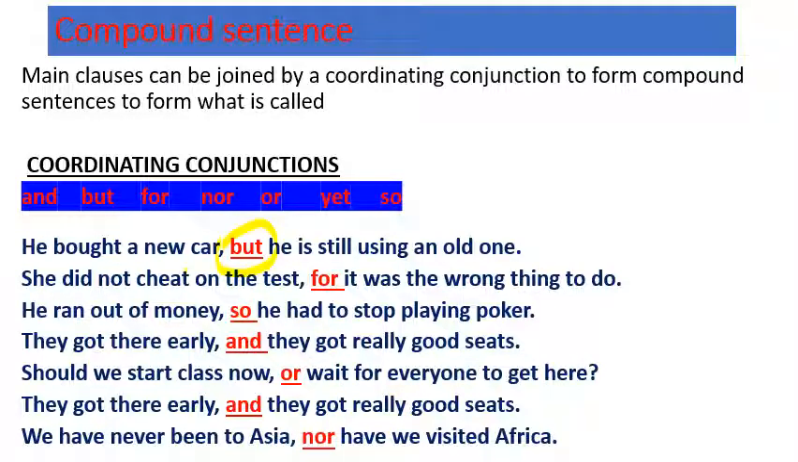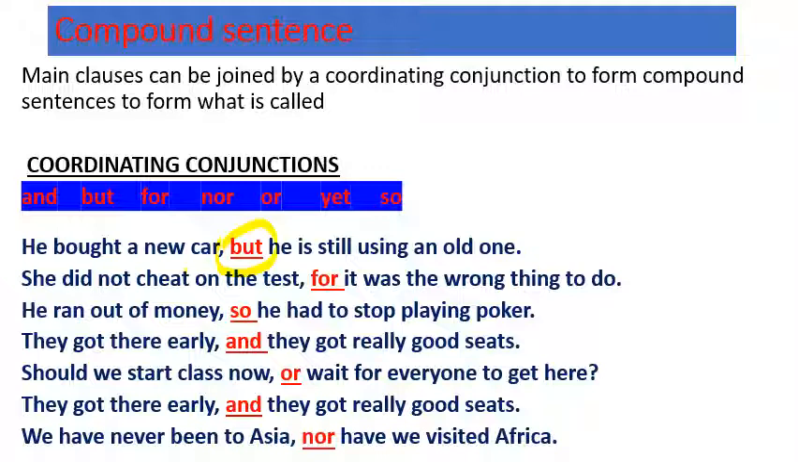In the next sentence, you need to bear in mind that you have to put a comma before the conjunction. The next sentence, she didn't cheat on the test. Full stop. Originally, they were two separate sentences. It was the wrong thing to do. Okay, now I need to combine them together because this is the result and this is the reason.